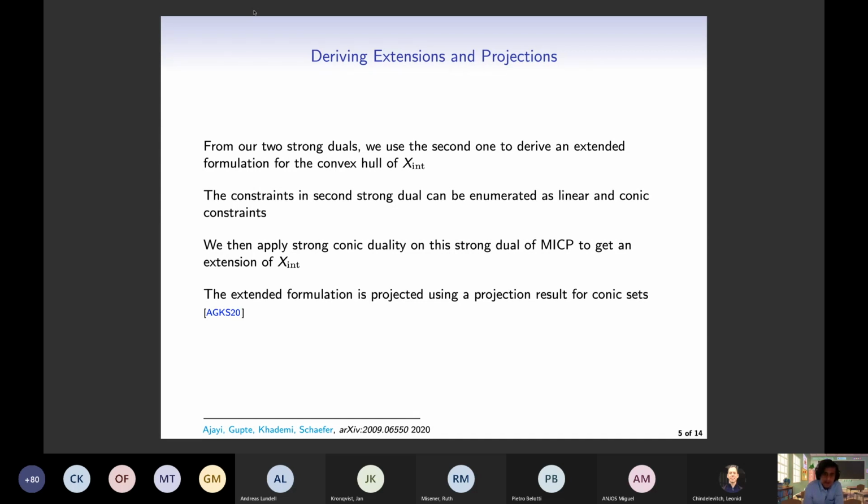And so once you have that extended formulation, we use this projection result that we have and get all the valid inequalities. So that's why what I showed on the previous slide, this convex hull description, ends up being basically one valid inequality for every extreme ray of some other cone. So this other cone is essentially this projection cone. All right, so that's basically the general idea of the contributions and what we have.